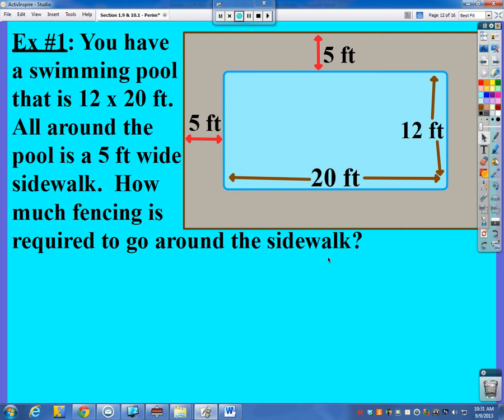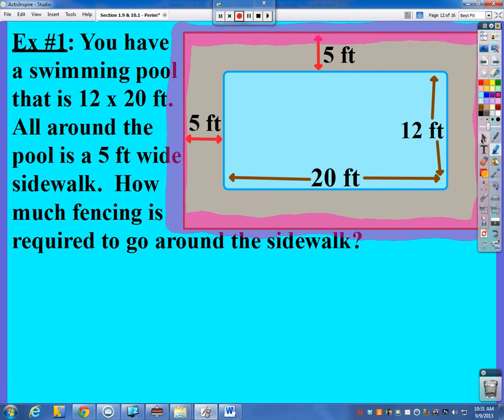First example says you have a swimming pool that is 12 by 20 feet. All around the pool is a 5-foot wide sidewalk. How much fencing is required to go around the sidewalk? Okay, so here's where we want to put the fencing, is around the sidewalk here.